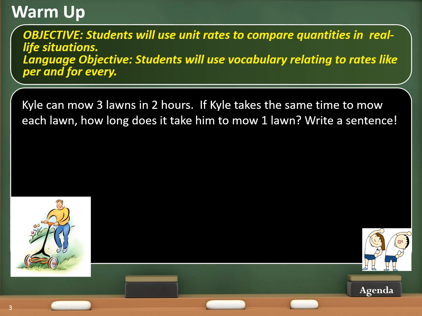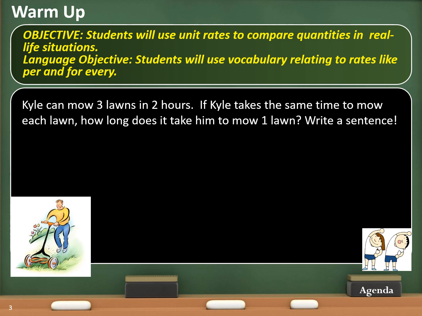Write a sentence. See, 3 lawns are given, and 2 hours is taken to do them. How much time does it take for one lawn? So here, what unit do we want to calculate? They have given the lawns and the number of hours. We have to calculate the time. That is very important. You have to calculate the time.